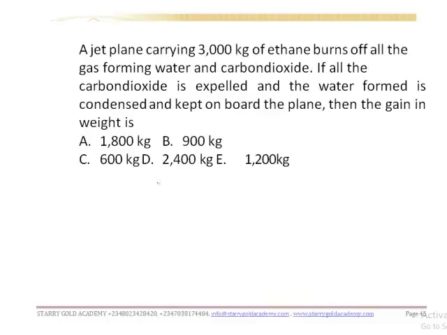A jet plane carrying 300,000 kg of C2H6 burns off all the gas forming water and carbon dioxide. Now, if the carbon dioxide is expelled and the water formed is condensed and kept on board the plane, then the gain in weight is what?